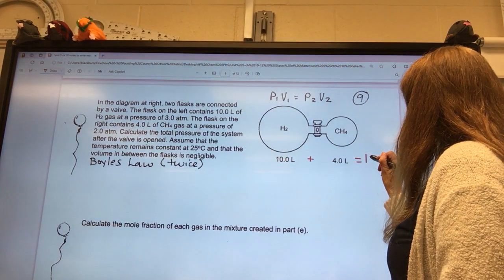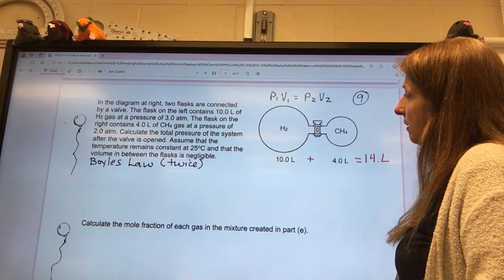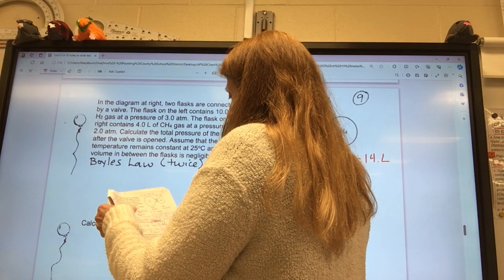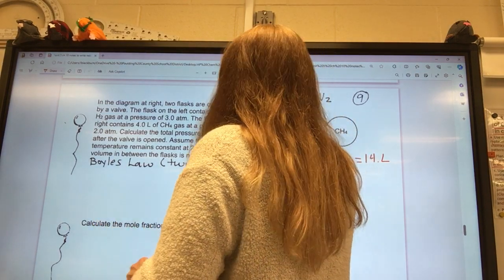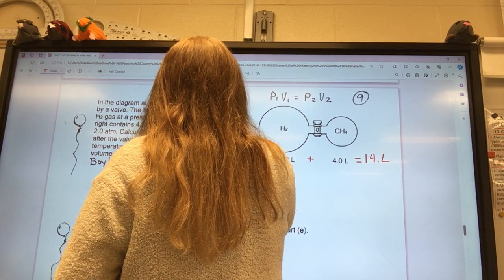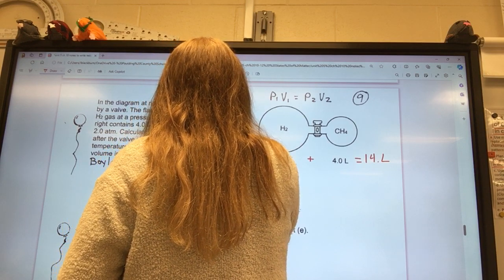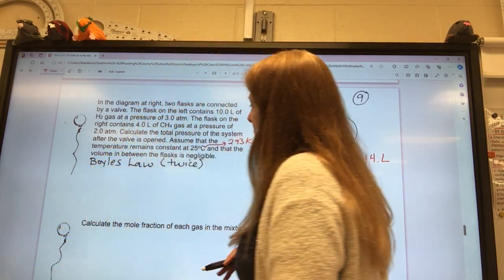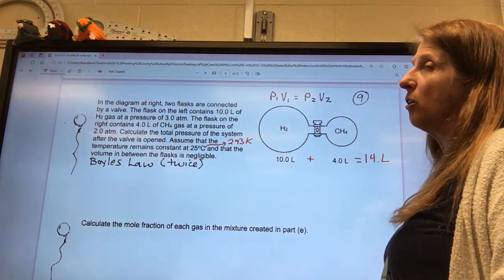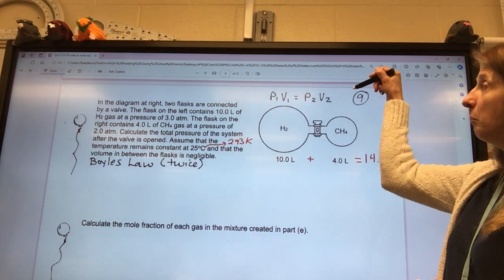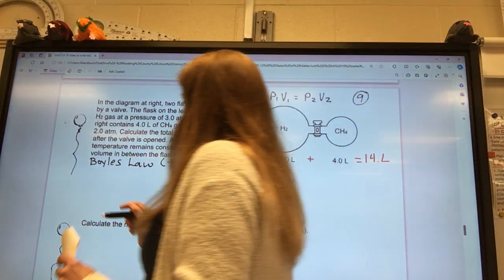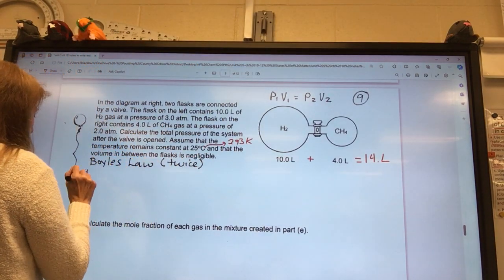14. Okay? Another thing we have is a temperature. We have 25 degrees Celsius, so we probably need to change that, right? To 293 Kelvin. This is some work. And so what we're going to do is Boyle's Law twice. Do y'all remember Boyle's Law? P1V1 equals P2V2.